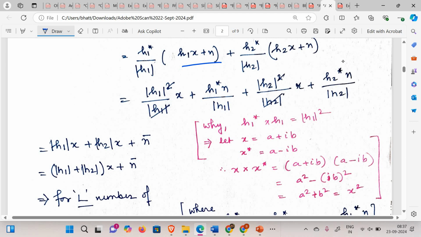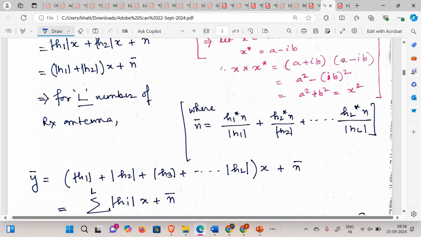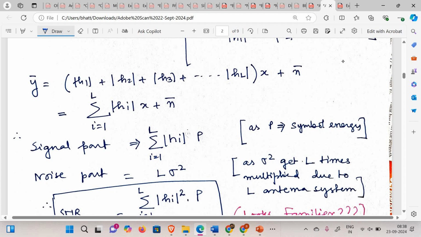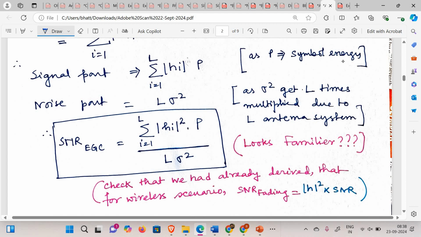If you observe here, if I take x common, it is basically an addition of absolute values of h1 and h2. If I take L numbers as such, there will be a summation of L such absolute values. So what we are getting is that y bar is nothing but a summation of the absolute values of h into x plus n. And if I take the SNR condition, because we are trying to find out the SNR of EGC, please make a note of this box. SNR EGC is coming as a very important summation from i equals 1 to L, because that is basically my signal part. You can see I have mentioned over here the signal part of it.